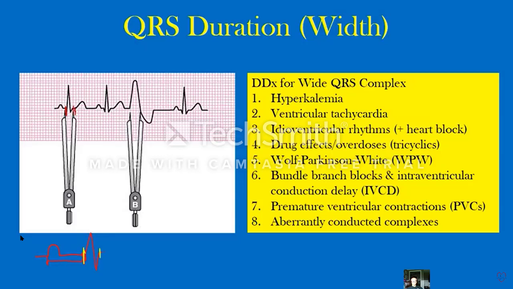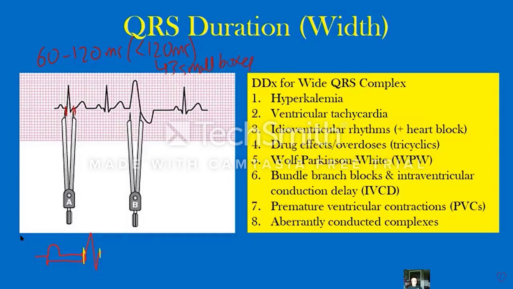So normally this should measure between 60 and 120 milliseconds. That's 1.5 to 3 small boxes. Therefore, if it is greater than or equal to 120 milliseconds or 3 small boxes, it's considered abnormal. So again, between 60 and 120 milliseconds is considered normal. So less than 120 milliseconds, and we know this is 3 small boxes wide.